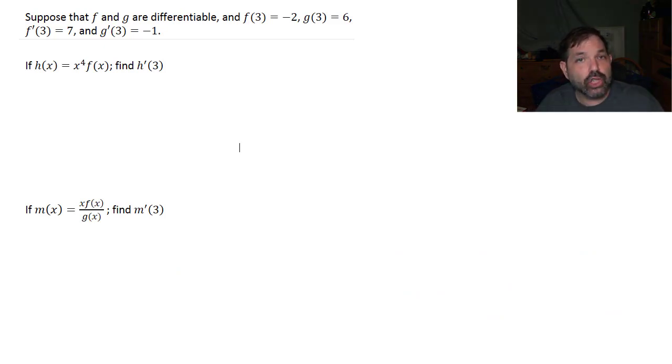Suppose that f and g are differentiable, and we know that f of 3 is negative 2, g of 3 is 6, f prime of 3 is 7, and g prime of 3 is negative 1. If h of x is x to the 4th times f of x, find h prime of 3. I want you to try this one on your own. So now would be a good time to pause and think about this and notice that h of x is a product, and see if you can do something with this exercise.